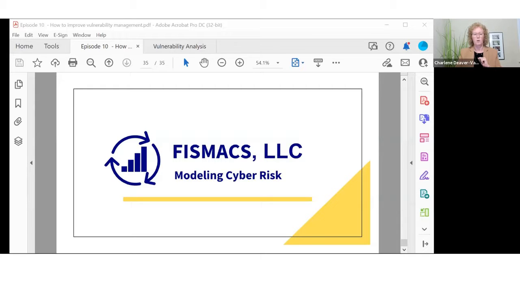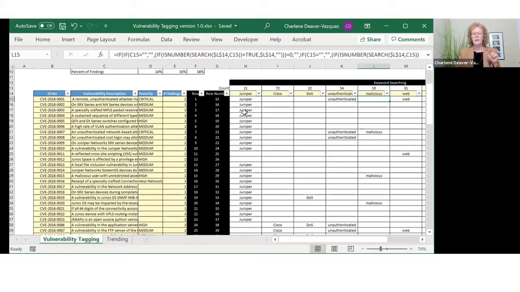Okay, great. This is the data tagging tool, the vulnerability analysis tool that we have. As I said, it's an Excel format. I'm just going to walk you through this and explain a few things.